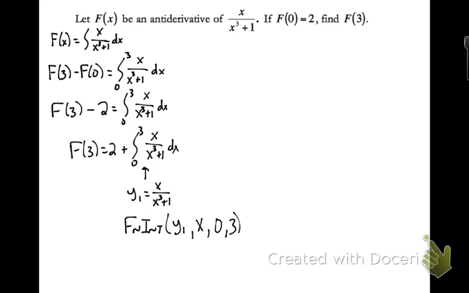And really it's just going to be 2 plus this amount. And once you enter that in your calculator, you end up with F of 3 is about 2.879. And we've answered the question. Let's look at 2 more examples.